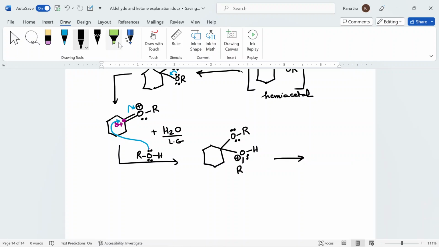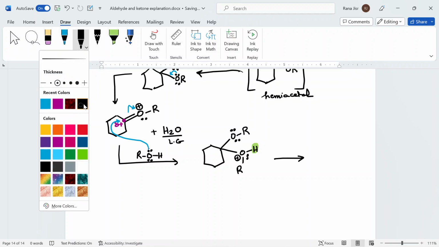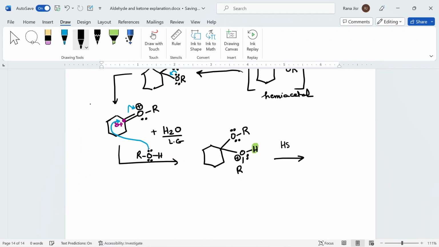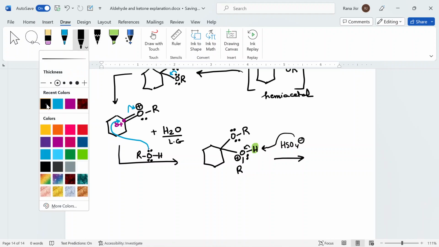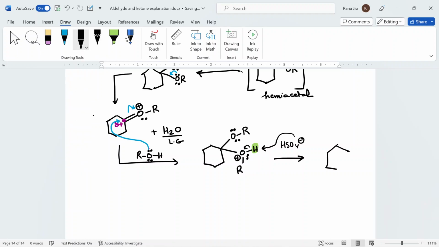Now I have an extra hydrogen over here in the solution. So any base can pick that extra hydrogen. Let's go ahead and use the HSO4 again. Okay. And that is going to take that hydrogen, form a lone pair, and my product is going to be an acetal in this case.